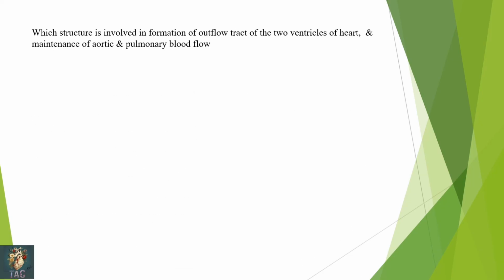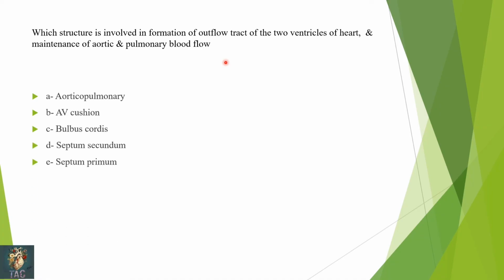Next MCQ, and this is the last, which structure is involved in formation of the outflow tract of the two ventricles of heart and maintenance of aortic and pulmonary blood flow? That is aorticopulmonary septum, the AV cushions, the bulbus cordis, the septum secundum, or the septum primum. So we all know the outflow tract is basically formed by the aorticopulmonary septum, and this is the correct option for this question.